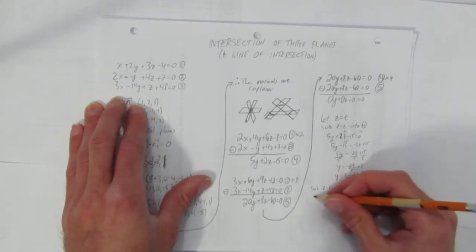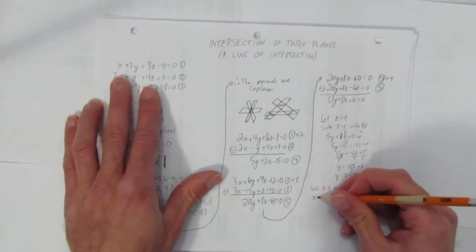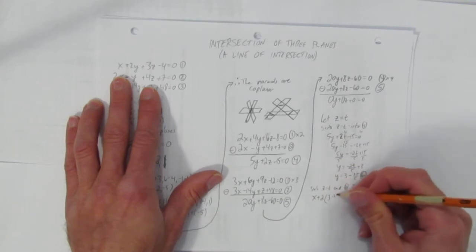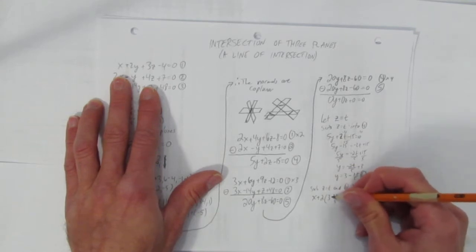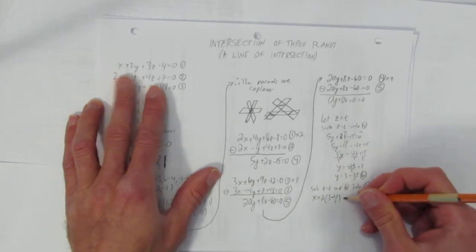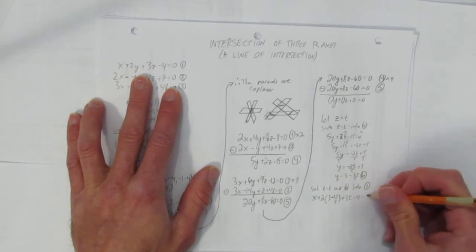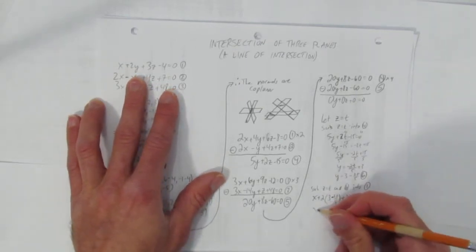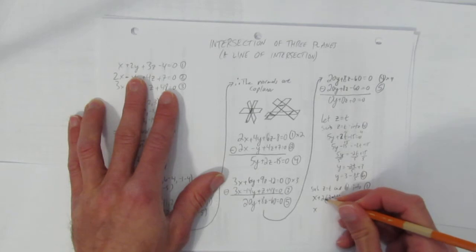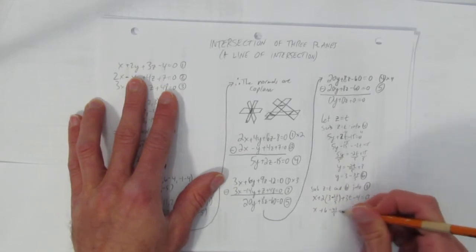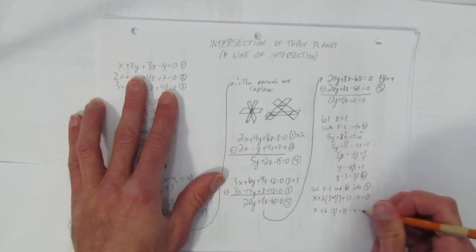So we've got the first equation, x plus 2 times y, but I know what y is now: 3 minus 2t over 5. And then plus 3 times z, but z is t, minus 4 equals 0. Okay, so I get x, and then I'll bring this in: multiply 2 times 3, that's 6. And then 2 times negative 2 is negative 4t over 5. Plus 3t minus 4 equals 0.